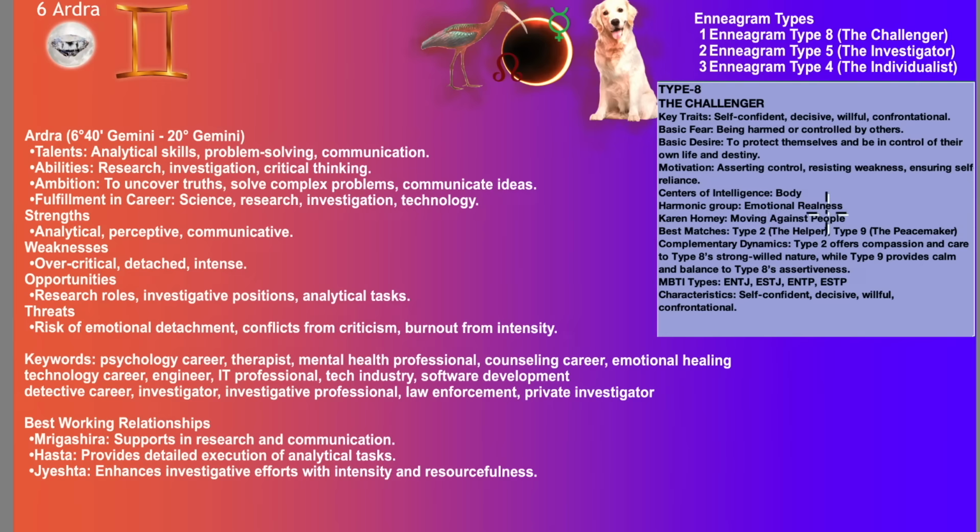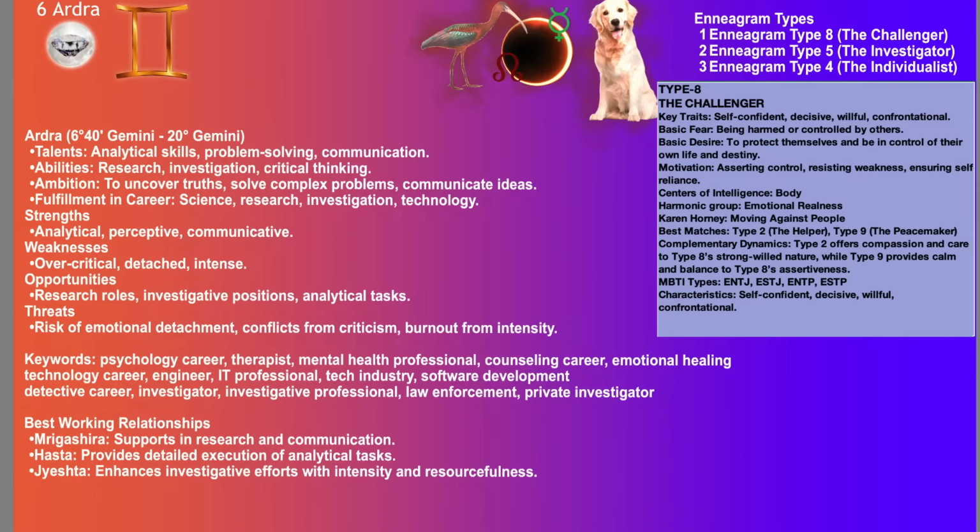Their group is emotional realness. The best complementary dynamics and best type of career for them will be where they can assert themselves, where they are self-confident and decisive. Okay? So what kind of careers are we talking about? Detective career, investigator, investigative professional. Now take these words in the broader context of things. Even a podcast person basically has an investigative mindset. It may not be called a private investigator. They might not be in law enforcement necessarily. But essentially, they are investigators. All research and analytical tasks, you see the opportunities they have. That's type 8. So if you're a type 8 with a dominant Ardra Nakshatra, think of roles which are challenging. A routine, boring job flipping burgers at McDonald's is not going to work for you.